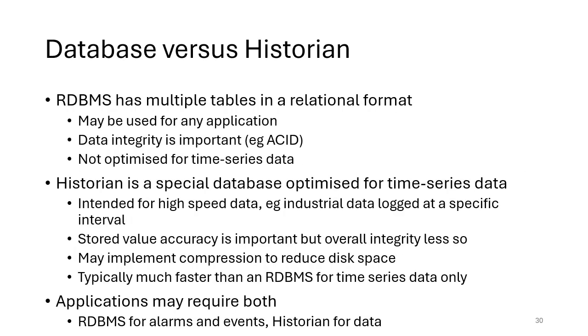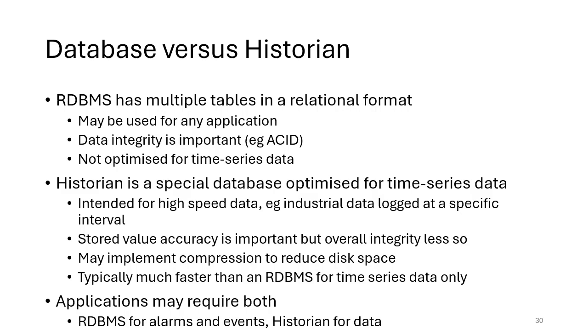So I also want to specify the differences between a database versus a historian. A historian is a type of database, but if you look at it in detail, then the way to differentiate them is that the RDBMS has multiple tables in a relational format. That's where the name comes from, relational database. And it can be used for any application. So CRM, ERP, data logging for HMI SCADA, maintenance management system, multiple uses.